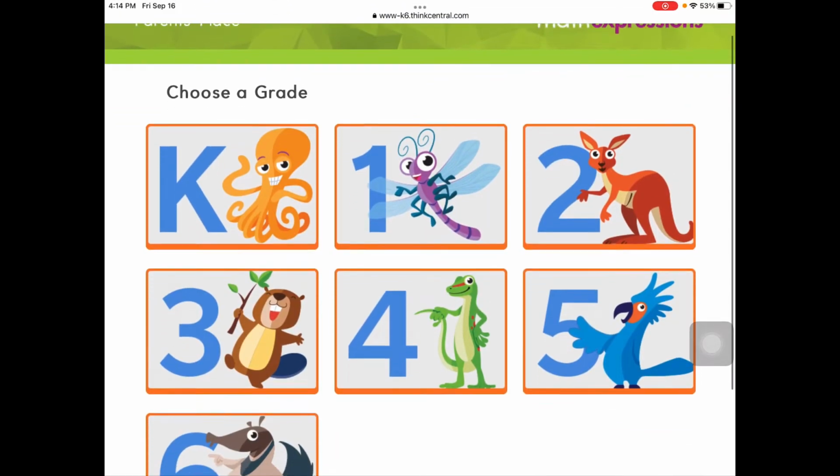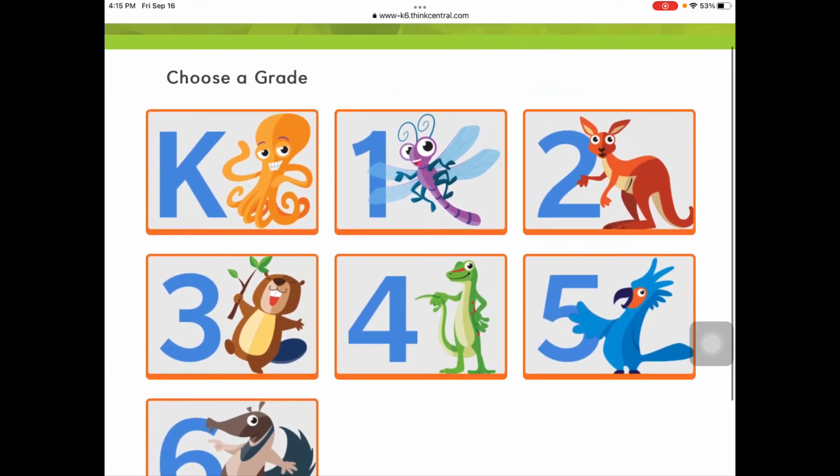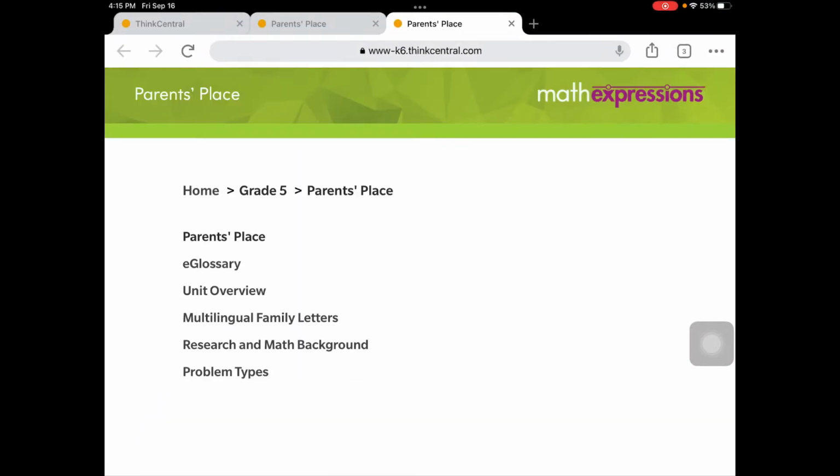This is the place where they can select their child's grade level, and we are going to go into 5th grade for today's purpose. And then right here are all the pieces that are available to them.